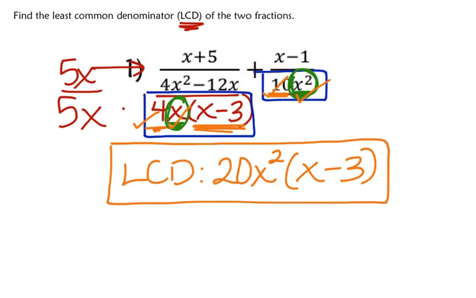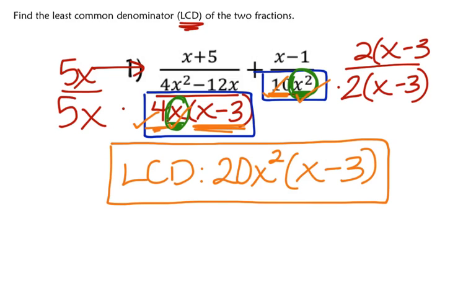So we'll work with multiplying by that. And then we would look at the second fraction here and say, okay, to get from the 10 to the 20, I would need to multiply it by 2. The x squared it already has. It does not have the x minus 3, and so I would multiply by that to get a common denominator and then be able to add those together. But again, don't worry too much about that right now.